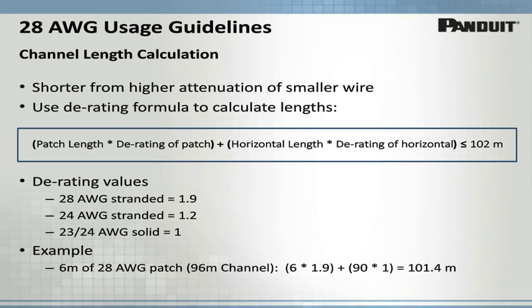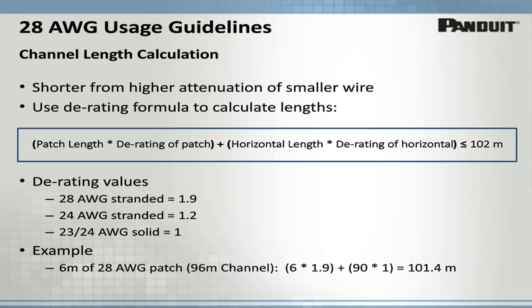For both of them, you take the total length of that portion of the channel times the derating factor for that portion of the channel, and the sum of those 2 terms must not exceed 102 meters.